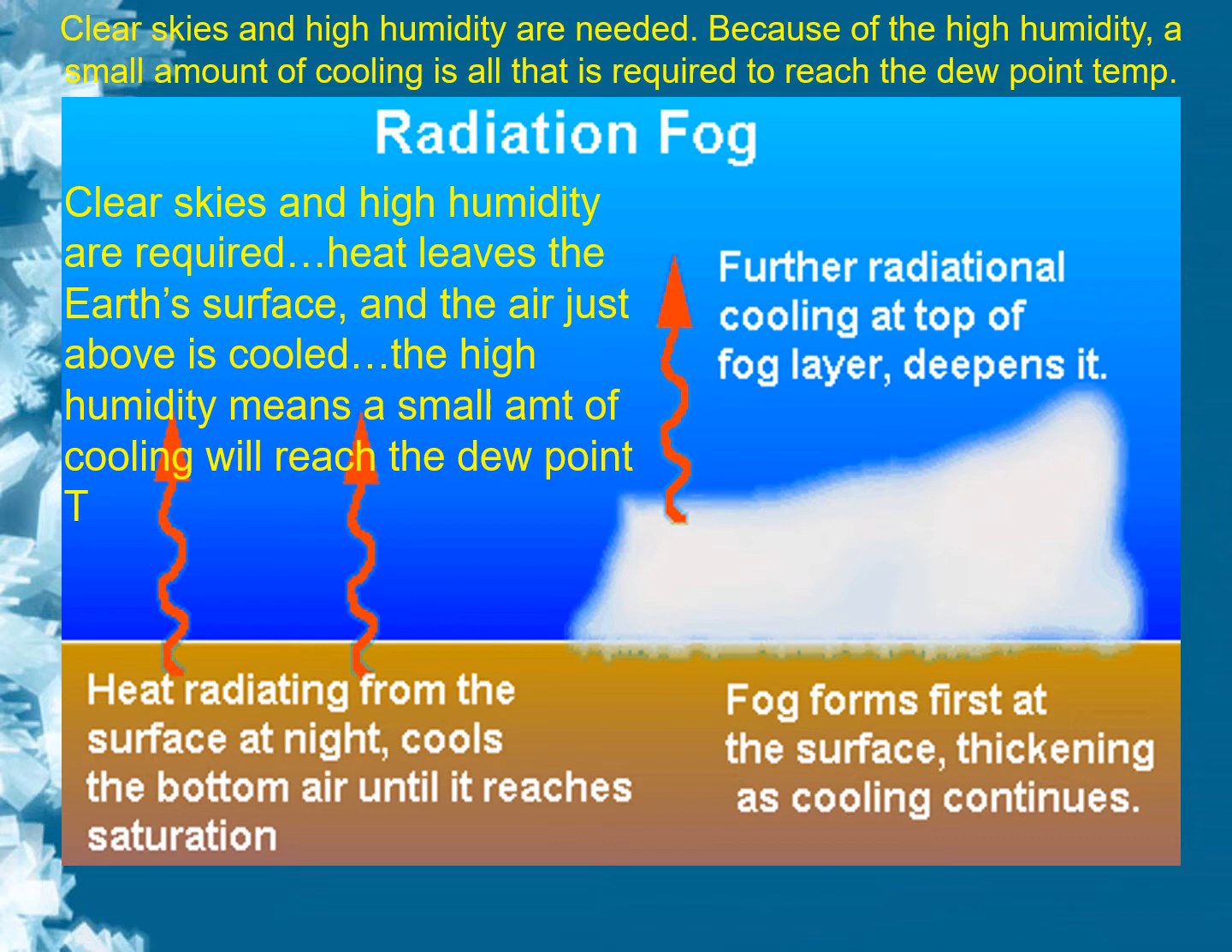And if you have a high relative humidity, it means that you don't need a big change in temperature to reach the dew point temperature. Just a small change, a little bit of cooling. All right, so because of the high humidity, a small amount of cooling is all that is needed to reach the dew point temperature. So heat radiating from the surface at night, cooling the bottom air until it reaches saturation. And this can form some really thick fog, particularly in the mountains. Orographic fog is not the only kind of fog that happens in the mountains.